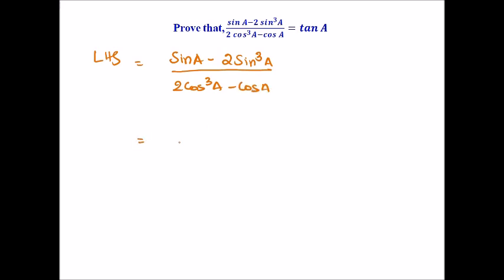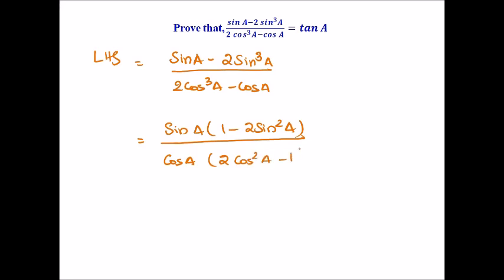From the numerator, we will take sin A as common. So, sin A into (1 minus 2 sin square A) whole divided by, in the denominator, we will take cos A as common. Cos A into (2 cos square A minus 1).